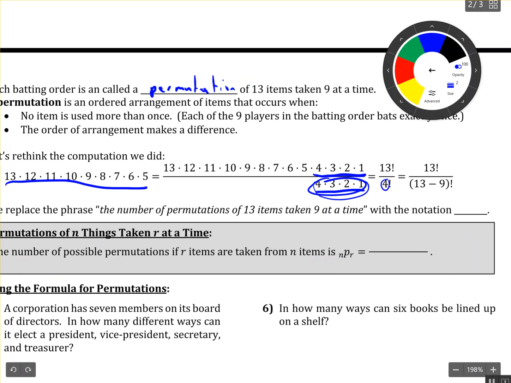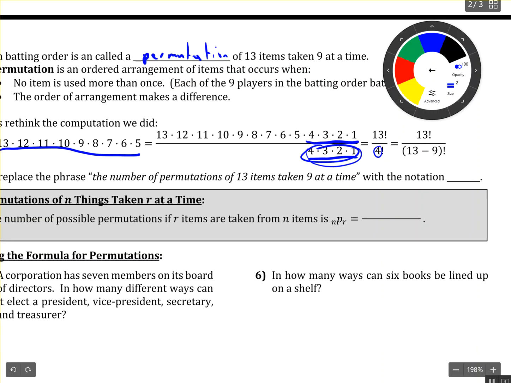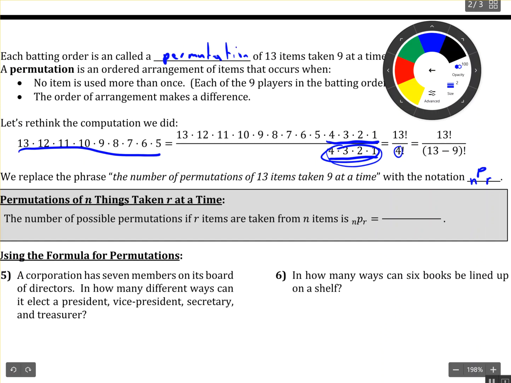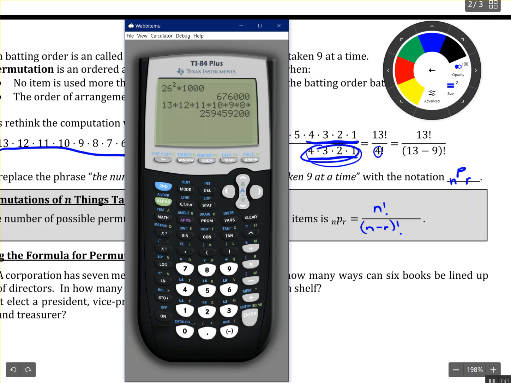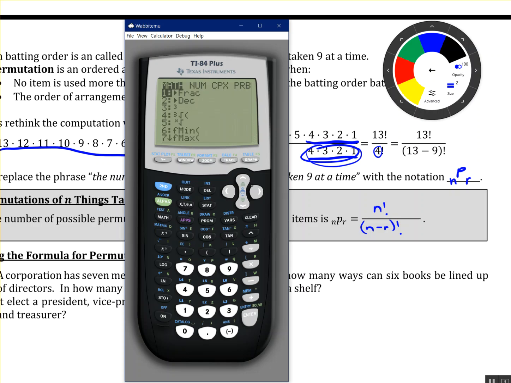So we replace the number of permutations of 13 items taken 9 at a time with the notation nPr, where the n and r are subscripts and the P is on the main level. The number of possible permutations if r items are taken from n items is nPr, which is n factorial over n minus r factorial. And we can do that on our calculator. Instead of doing all this, I could have done 13, then gone to math, PRB, nPr, 9, and notice I get the same answer.